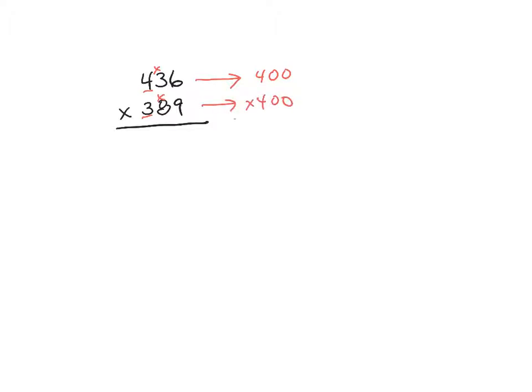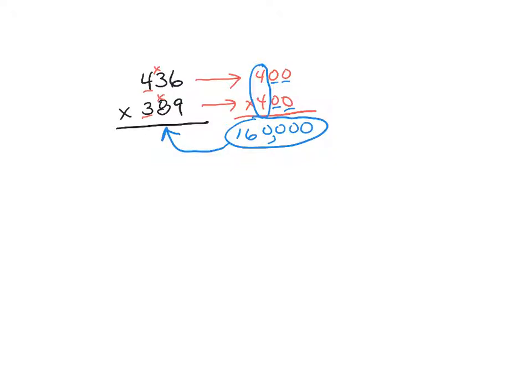So now I want to know, well, what's 400 times 400? Well, that power of 10 rule that I talked about works very easily. I know that 4 times 4 is equal to 16. I have 4 zeros in my problem, which means I need 4 zeros in my answer. So I'm going to put down my 4 zeros, and the estimated product of 436 and 389 is 160,000.